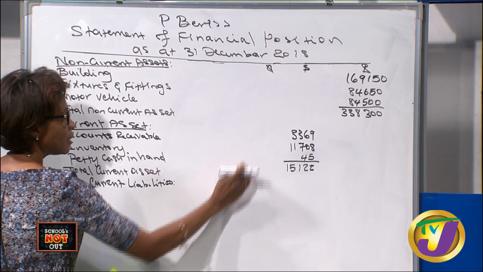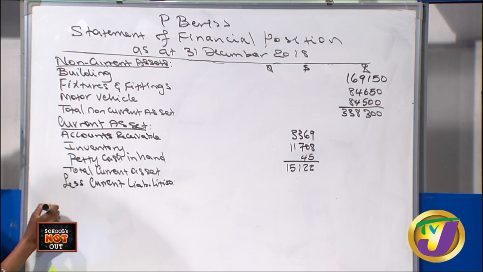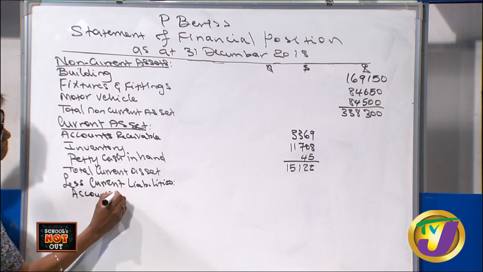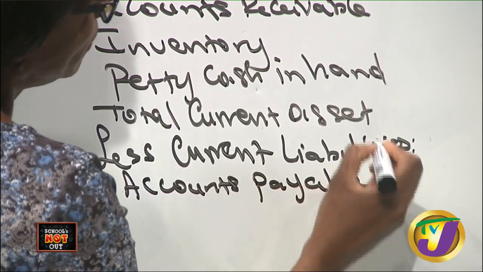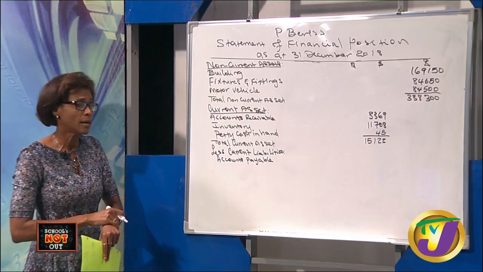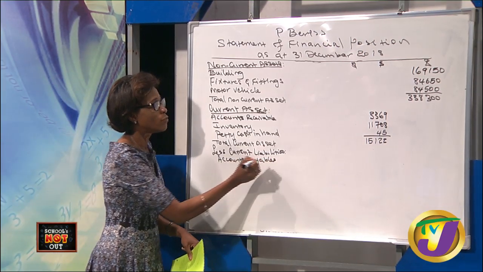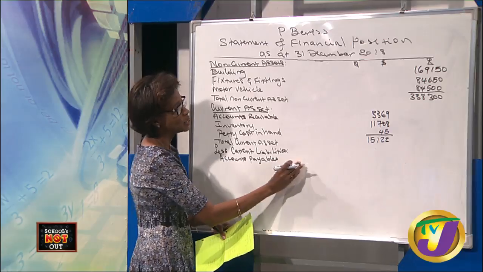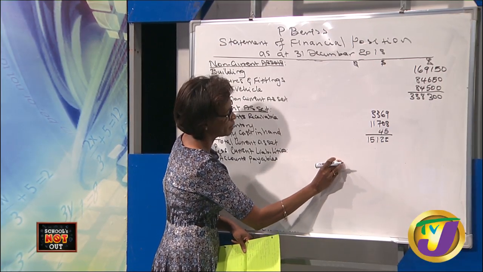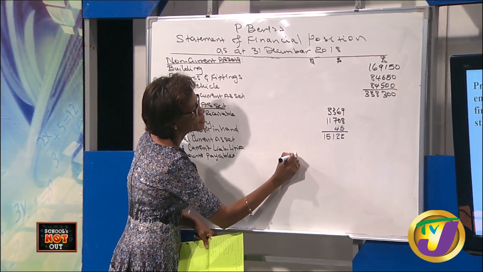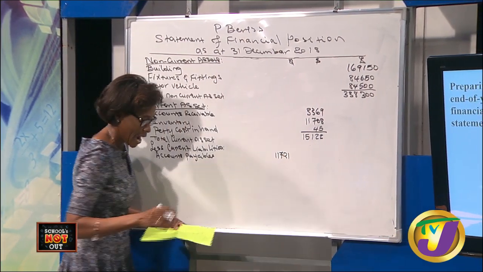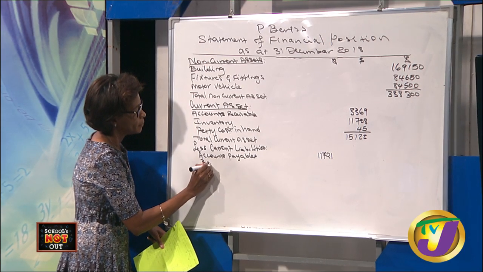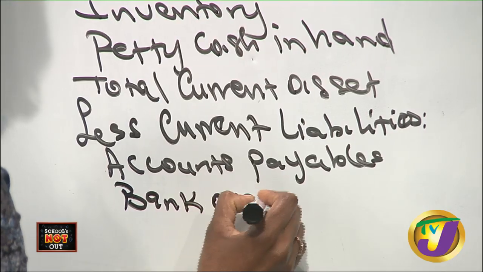So what are our current liabilities? We have here accounts payable. We're going to put them in this column because we have to total them to take them away to get our working capital. We have accounts payable. All right, and you remember who accounts payable are? They are people that we owe for supplying goods to us on credit. And the amount is $11,721. So we put it in the first column. Try to line it up properly. $11,721. And we have bank overdraft as a current liability.